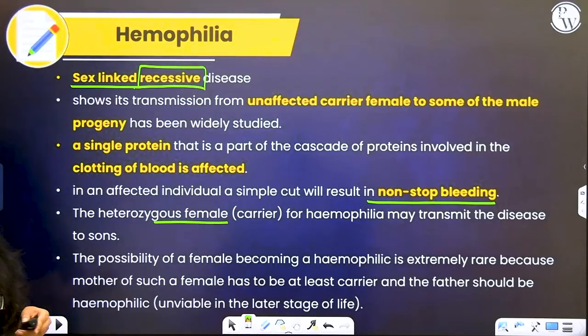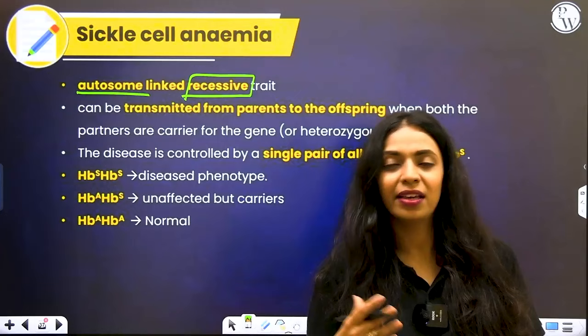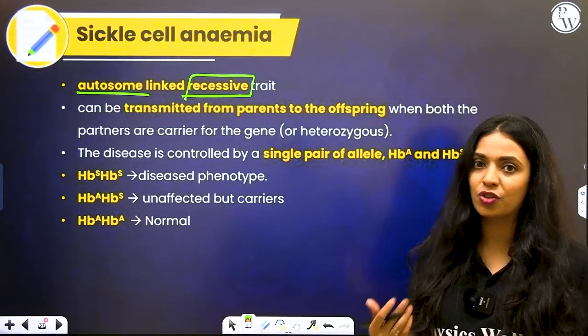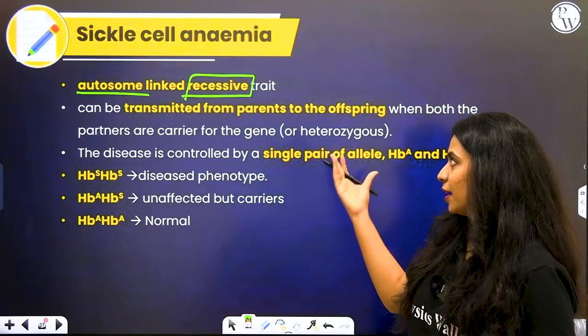So next we have sickle cell anemia. Sickle cell anemia is a recessive disorder, but it's autosomal. The chances of people getting sickle cell anemia is equal in both males and females. What happens here? Anemia is when oxygen transportation is not happening properly. Hemoglobin is defective. Hemoglobin is what will transport oxygen throughout the body, right? If hemoglobin is not functioning properly, or if the number of hemoglobin is less, it will result in anemia. So this is an autosomal recessive disorder.